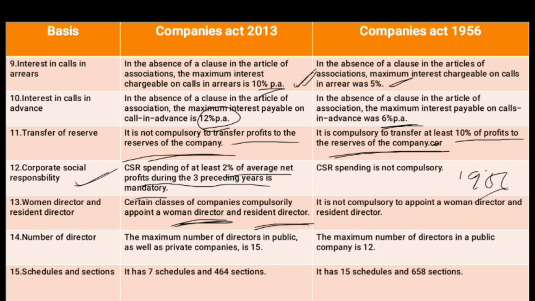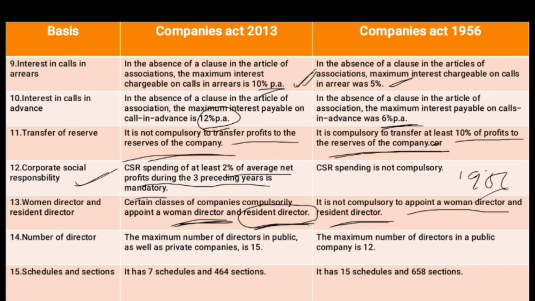A resident director is a director, or we can say a person, who has stayed in India for at least 182 days, so that he or she can become a resident of India, and that person is appointed as a resident director of the company. But according to the Companies Act 1956, it was not compulsory to appoint a woman director and a resident director. This concept of woman director and resident director was not there under the Companies Act 1956.